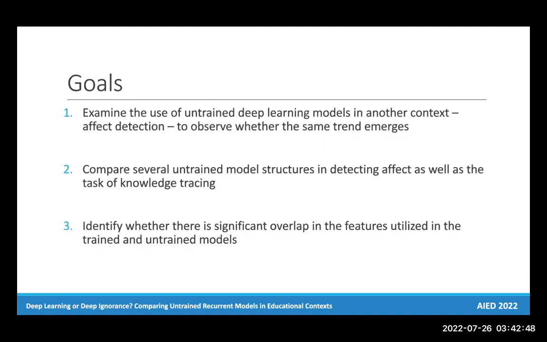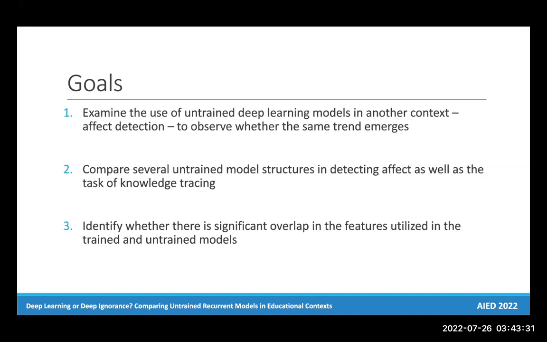So in this paper, basically we wanted to do three things. We want to examine this counterintuitive idea of using untrained deep learning models in another context. We've seen it used for knowledge tracing in education, and it was used in some NLP tasks. So let's try it in one other context and see, is there actually a trend here? We decided to look at affect detection, as there's a lot of prior work on that, and a lot of progress has been made in building affect detection models, especially with deep learning. We wanted to see if that same trend emerges.